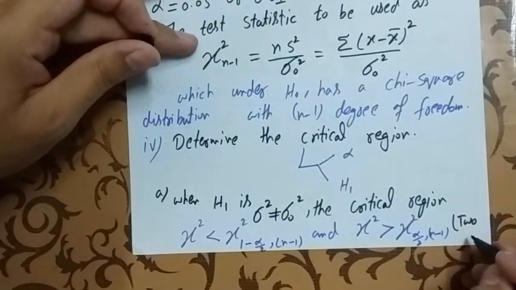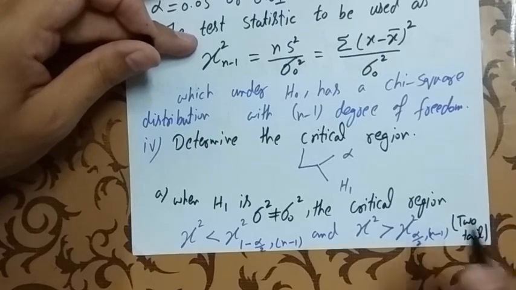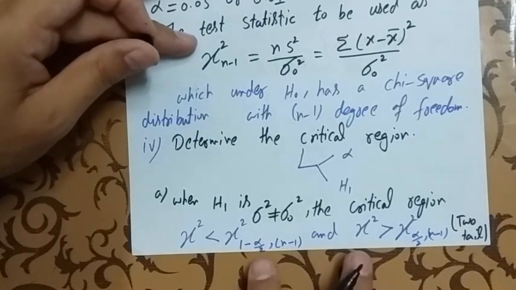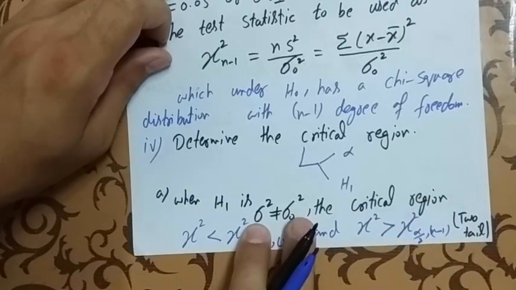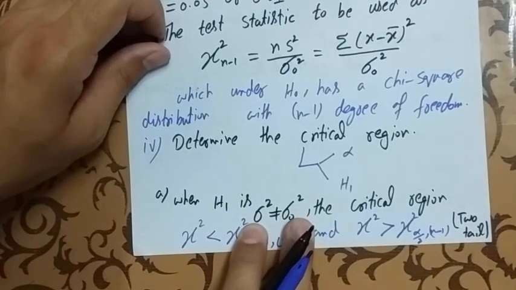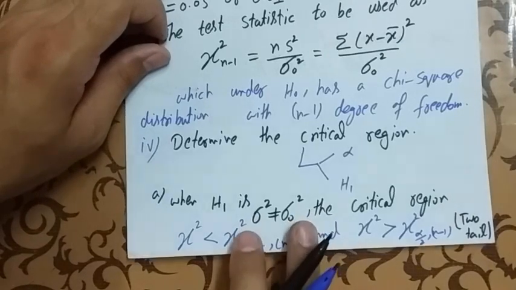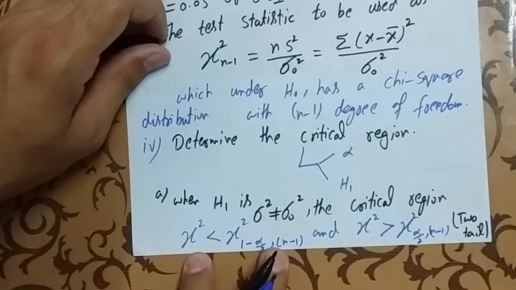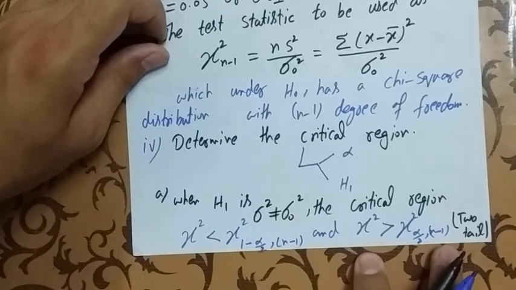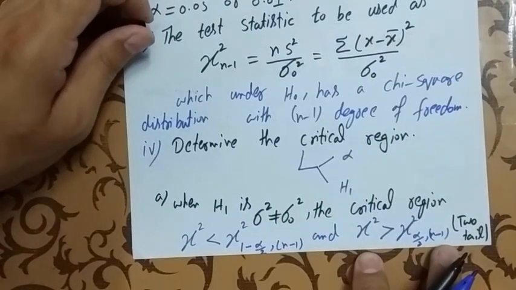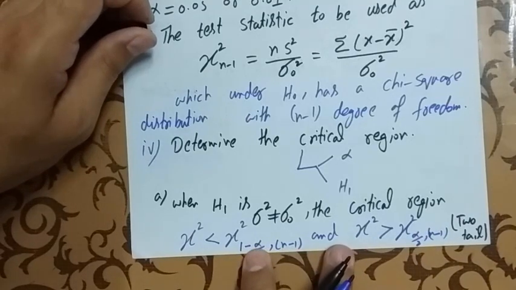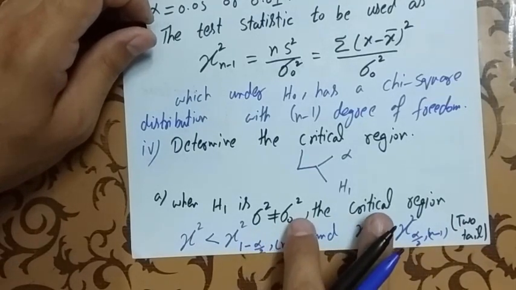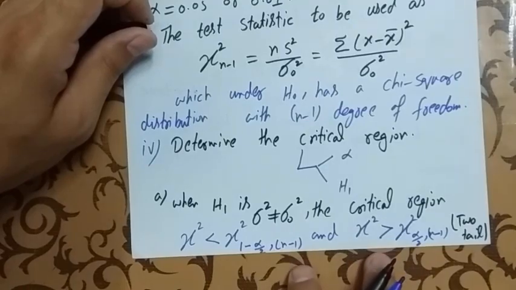Two-tail, because we have two regions under this alternative hypothesis. When sigma square is not equal to sigma naught square, then we have this region and this region. Here I explained the generalized form. When we solve a problem, you will be clear about all these statements. The first possibility is when sigma square is not equal to sigma naught square, for two-tailed.